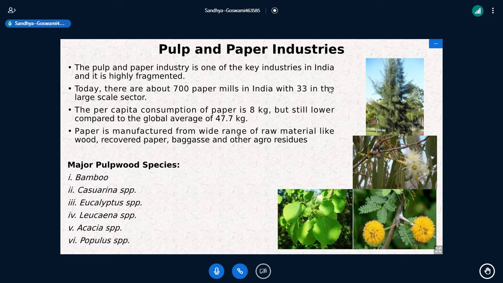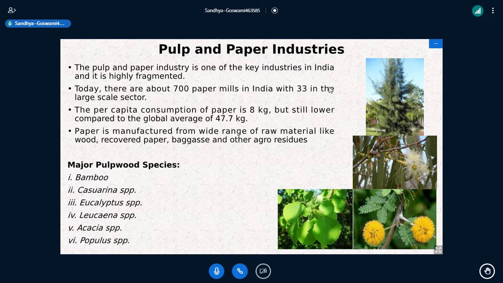But it is highly fragmented. Very small, then large, all these sectors you will find. And in our country, around 700 paper mills are there, and 33 of these are large scale, right? And per capita paper consumption is 8 kg in our country, but globally it is around 47 kgs. So demand of paper is always very high, you could understand by it. Though in our country it is only 8 kg, the global average is 47 kgs per person. Per capita means per person, okay?